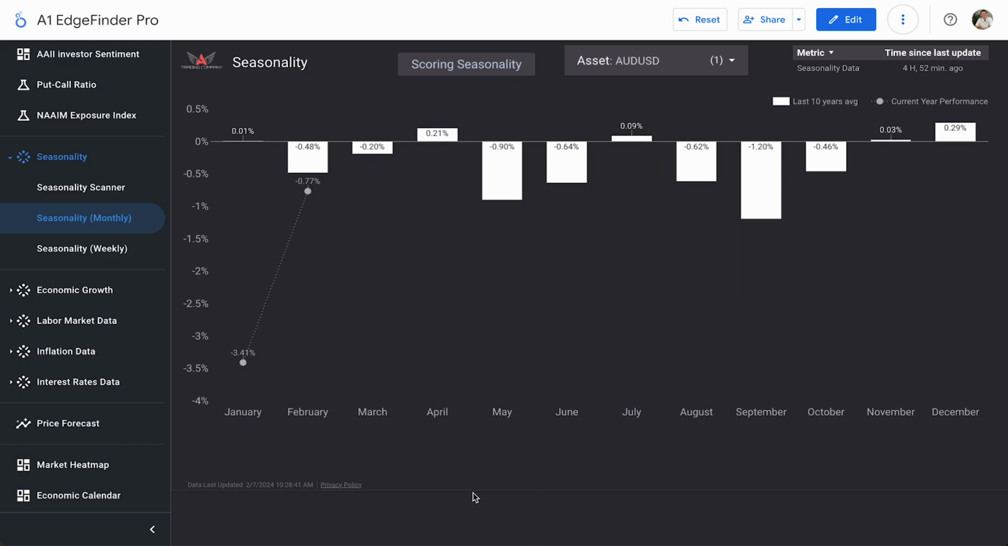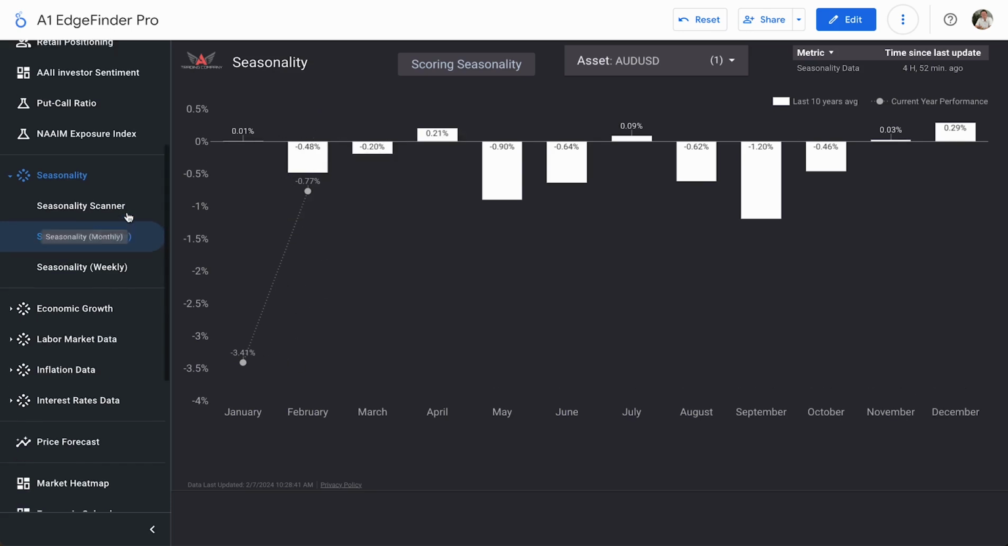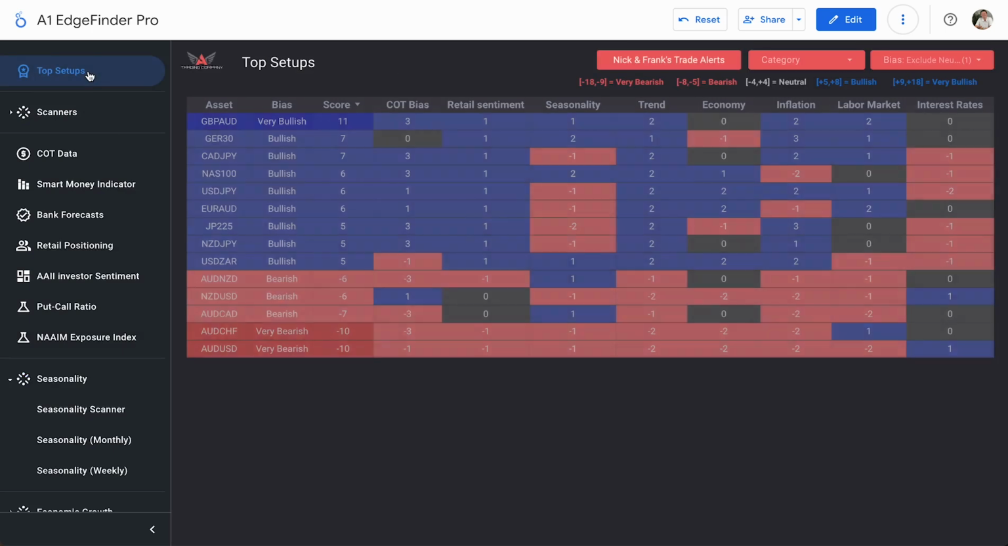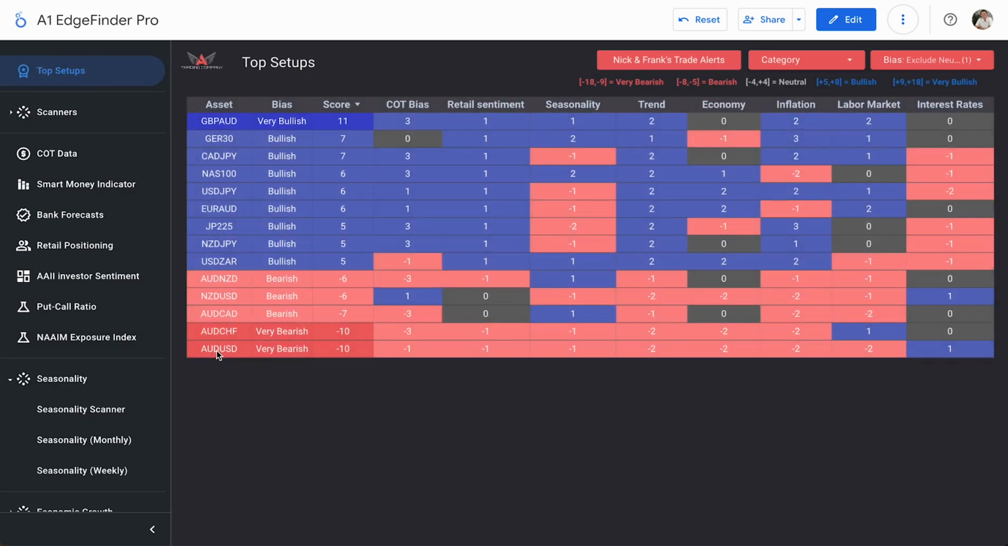Are they historically bullish or historically bearish in all of these given months? What I find interesting by looking at this is, historically speaking, over the last 10 years, all averaged together, AUD USD is typically bearish in the month of February. So we've got a lot of different information here, right?